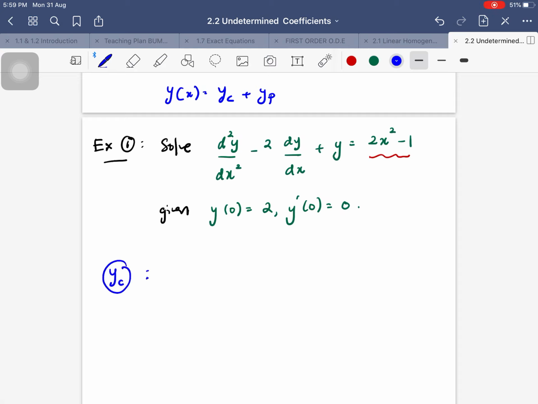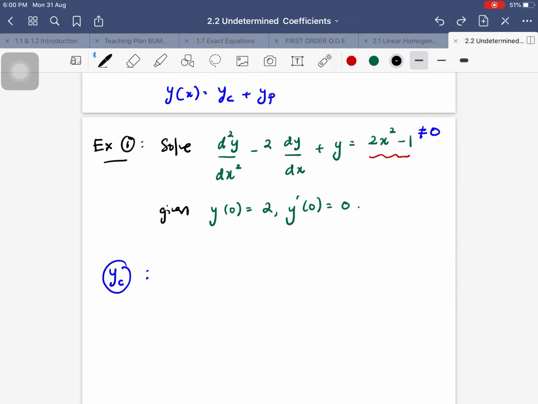So remember, yc stands for homogeneous solution. You can only get a homogeneous solution if your equation is homogeneous. However, this equation over here is not equal to 0. It is not homogeneous. So how do I make it homogeneous? Simple. It's going to be homogeneous if this over here is equal to 0. So that is what I'm going to do. I'm going to make it equal 0.